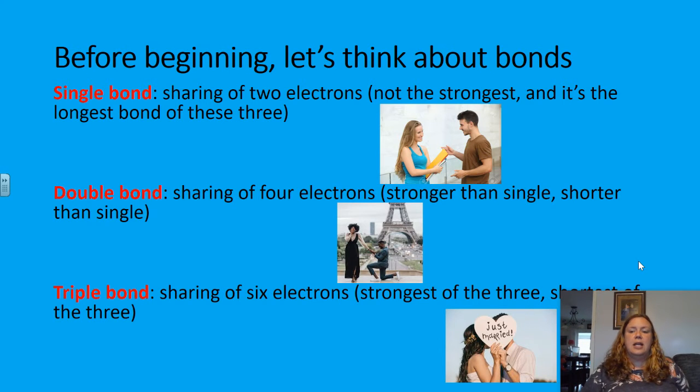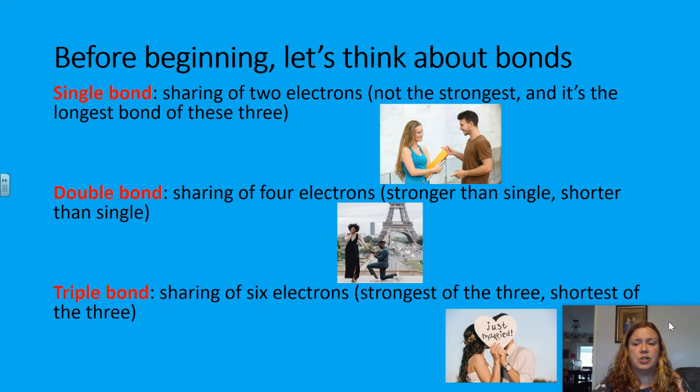So before beginning, let's think about bonds because we're going to start to form single, double, and triple bonds. A single bond is when we have a sharing of just 2 electrons. The single bond is not the strongest bond of all, and it's the longest of these 3 bonds, single, double, and triple. The double bond is a sharing of 4 electrons. It is stronger than single, but it's shorter than single bonds. And finally, triple bonds are the sharing of 6 electrons. It's the strongest of the 3, but yet the shortest of the 3.